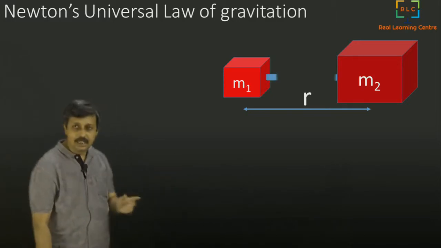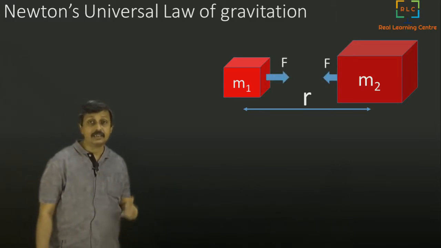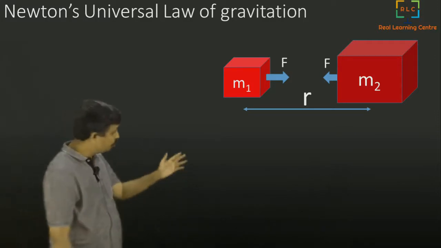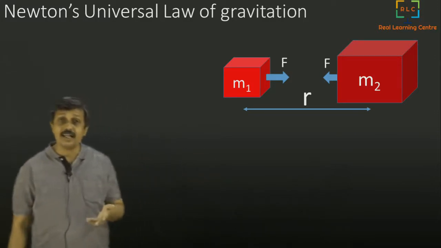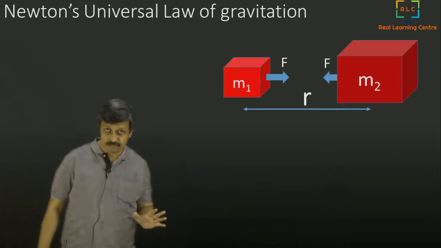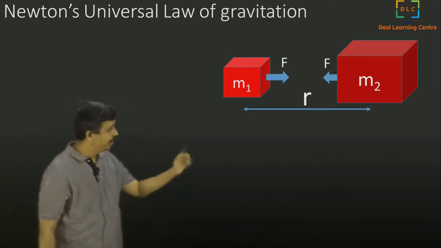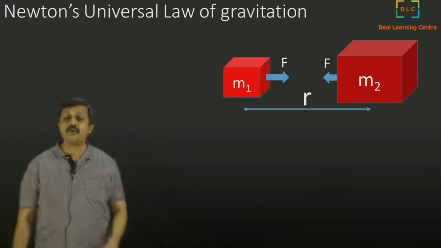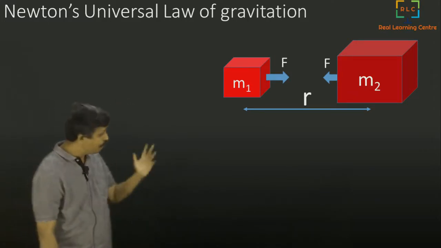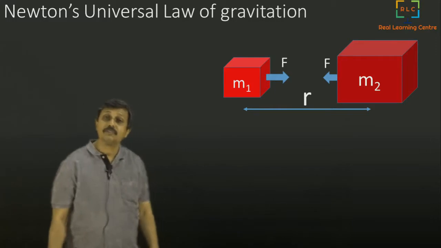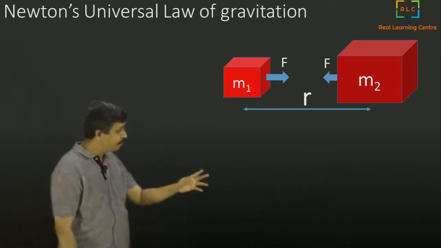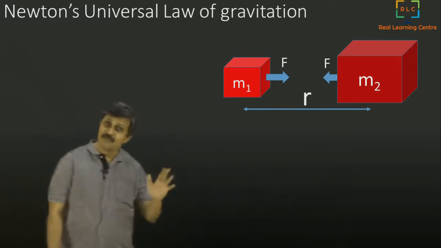Now when you do that, Newton says that these two naturally attract each other. They may not be magnets, they are just masses, anything, it may be a stone, but they attract each other with a force F. That means m1 attracts m2 with a force F, and m2 attracts m1 with the same force F.